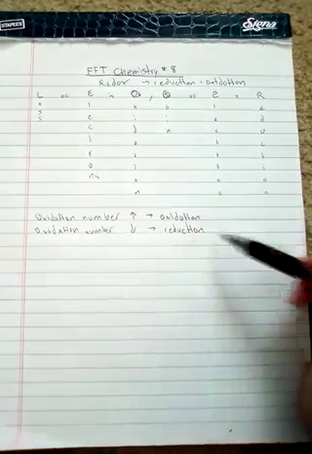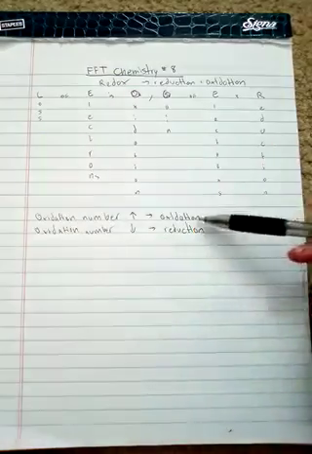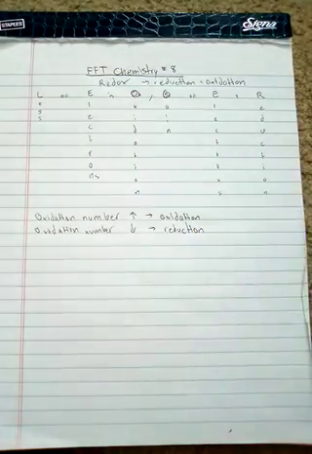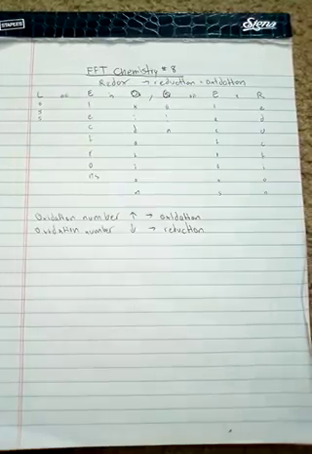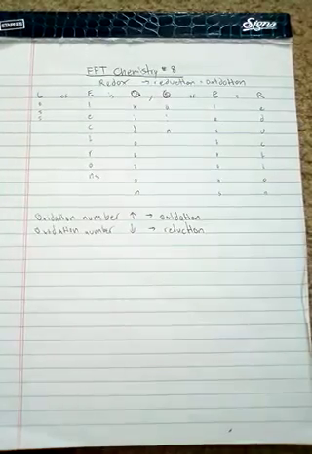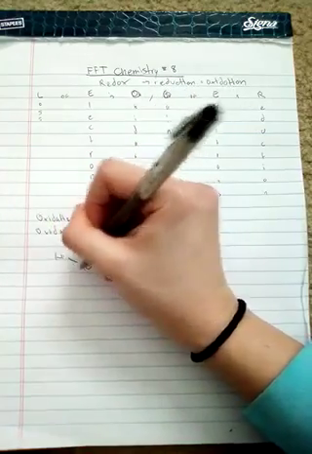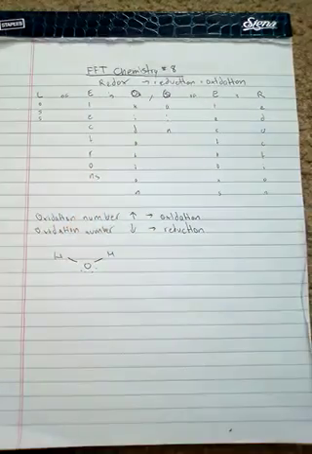So, as you can also see, I've written that if the oxidation number goes up, it's oxidation. If the oxidation number goes down, it's reduction. So, what does this mean? What is oxidation number? Say we have a molecule like H2O, and we have two lone pairs around the oxygen.